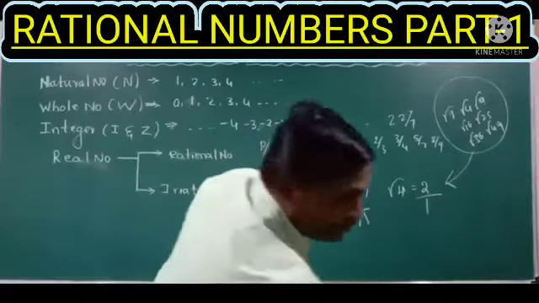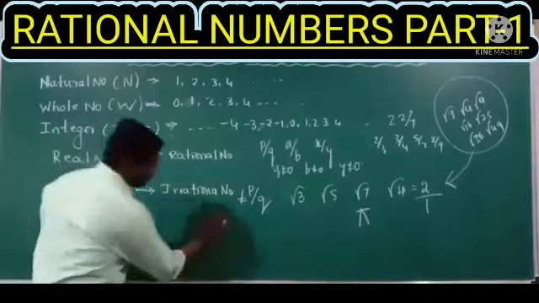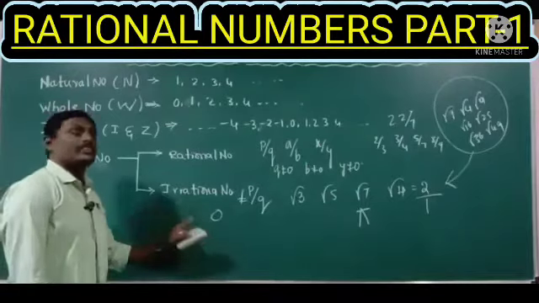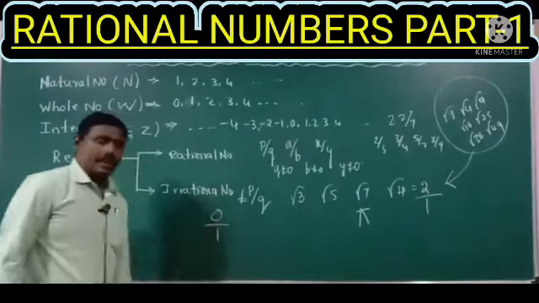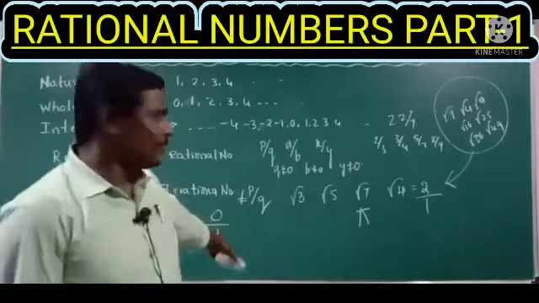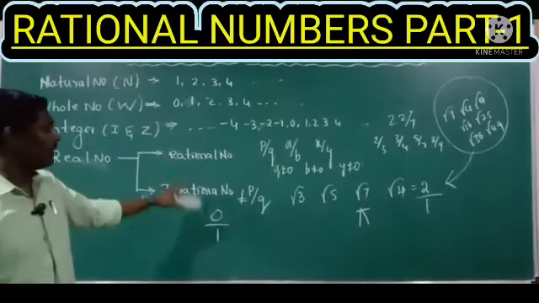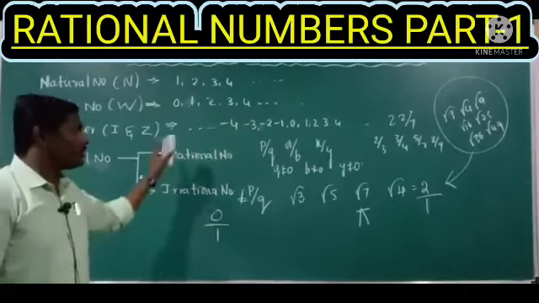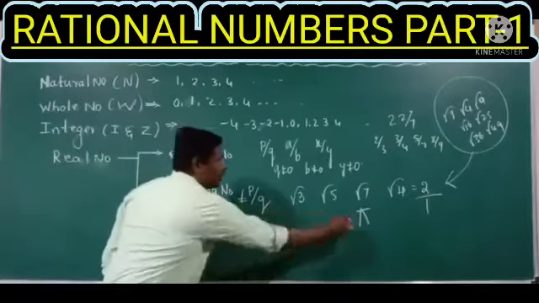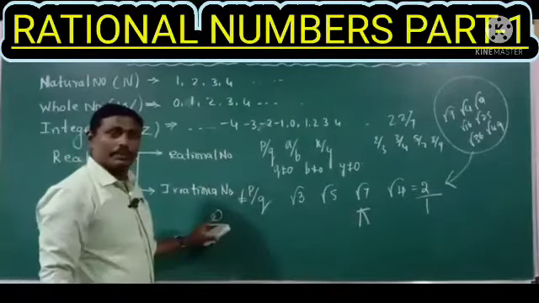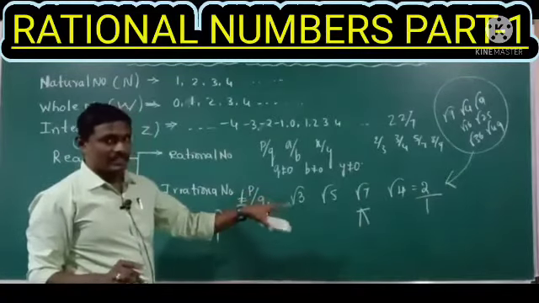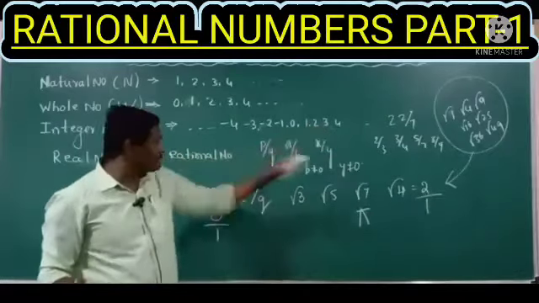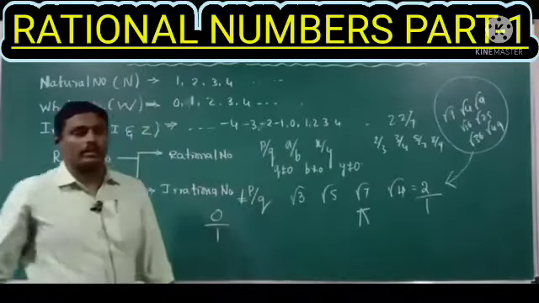Okay, next one, 0. Is 0 a rational number or an irrational number? 0 is a rational number. We can write it like this: 0 by 1. It is a rational number. We can represent the number in the form of p by q. So 0 is a rational number. These two are important points. Pi is an irrational number, but the pi value 22/7 is a rational number, and 0 is also a rational number.